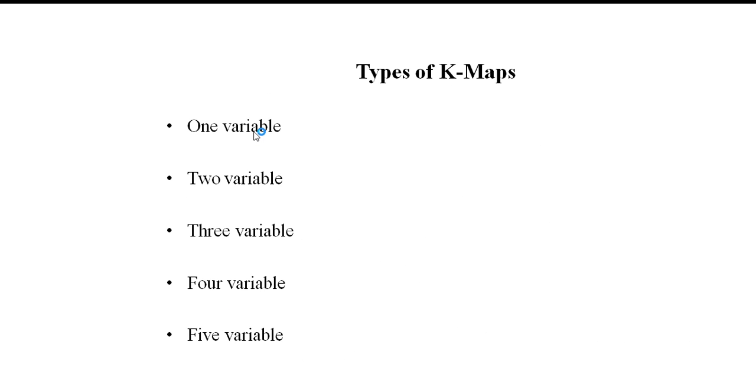Next, types of K-map. Here we have one variable, two variable, three variable, four variable, and five variable Karnaugh maps. Now, according to our syllabus, you need to study three variable, four variable, and five variable. See, the drawback of the Karnaugh map is that as the number of variables increases, the complexity of the K-map increases. Okay.